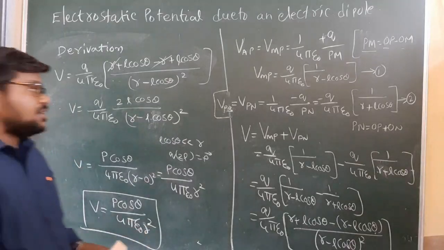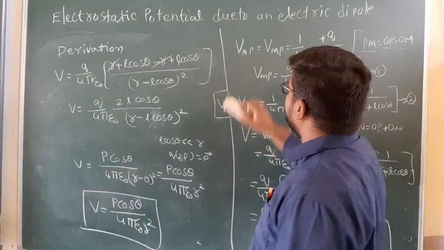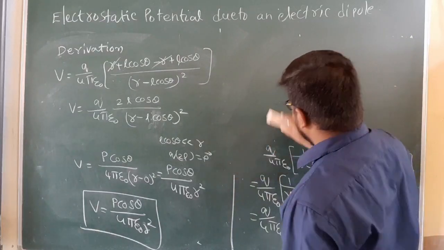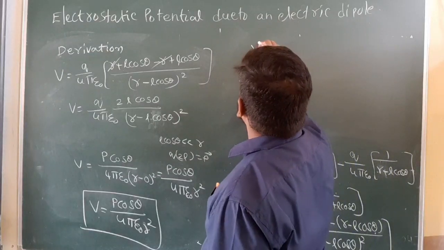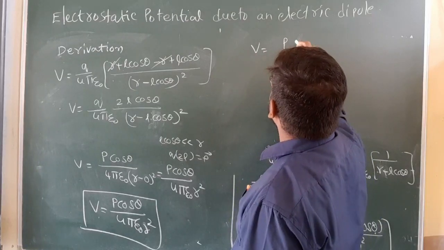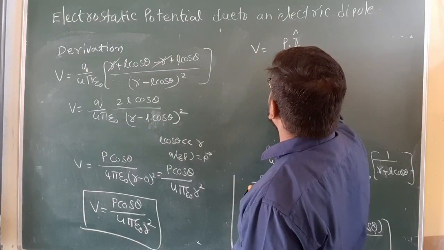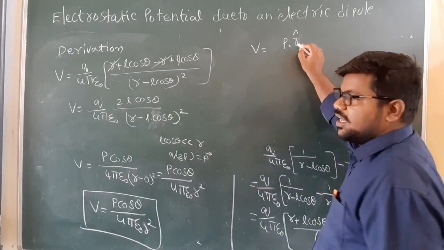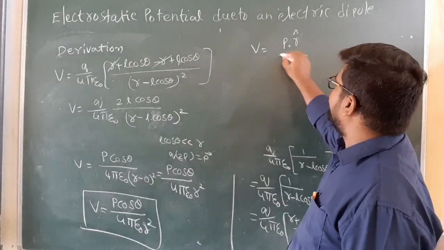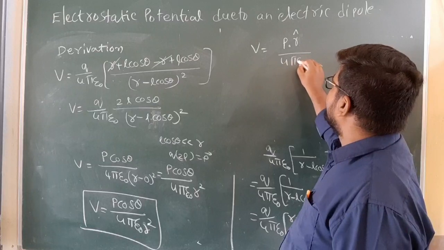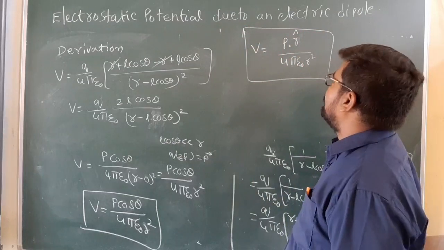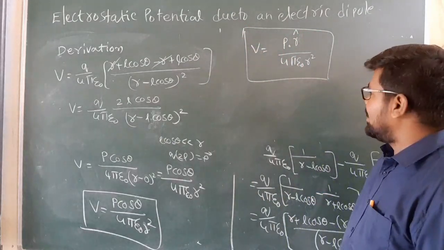Okay, clear my children? So this we have to write in the form of dot product. V is equal to P dot r cap by 4 pi epsilon naught r square, because r cap is the unit vector directed from O to P. It's clear, my children? This is the final expression.